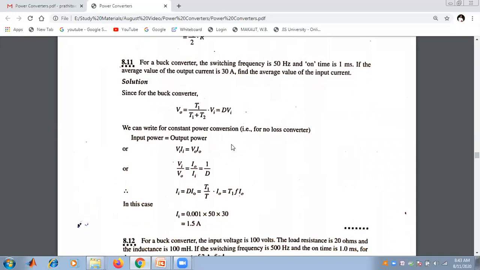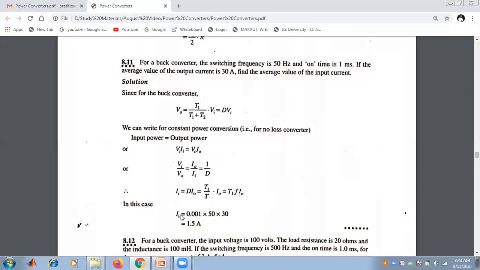So we can write for constant power conversion, that is for a no loss converter, the input power is equal to output power, that is Vi Ii is equal to V0 I0. So we can write from these two equations, Vi by V0, that is equal to I0 by Ii, is equal to 1 by D. So Ii will be D into I0. Or in other words, the duty cycle D is T1 by T, that is T1 into F, the chopping frequency, so Ii is equal to T1 into F into I0.